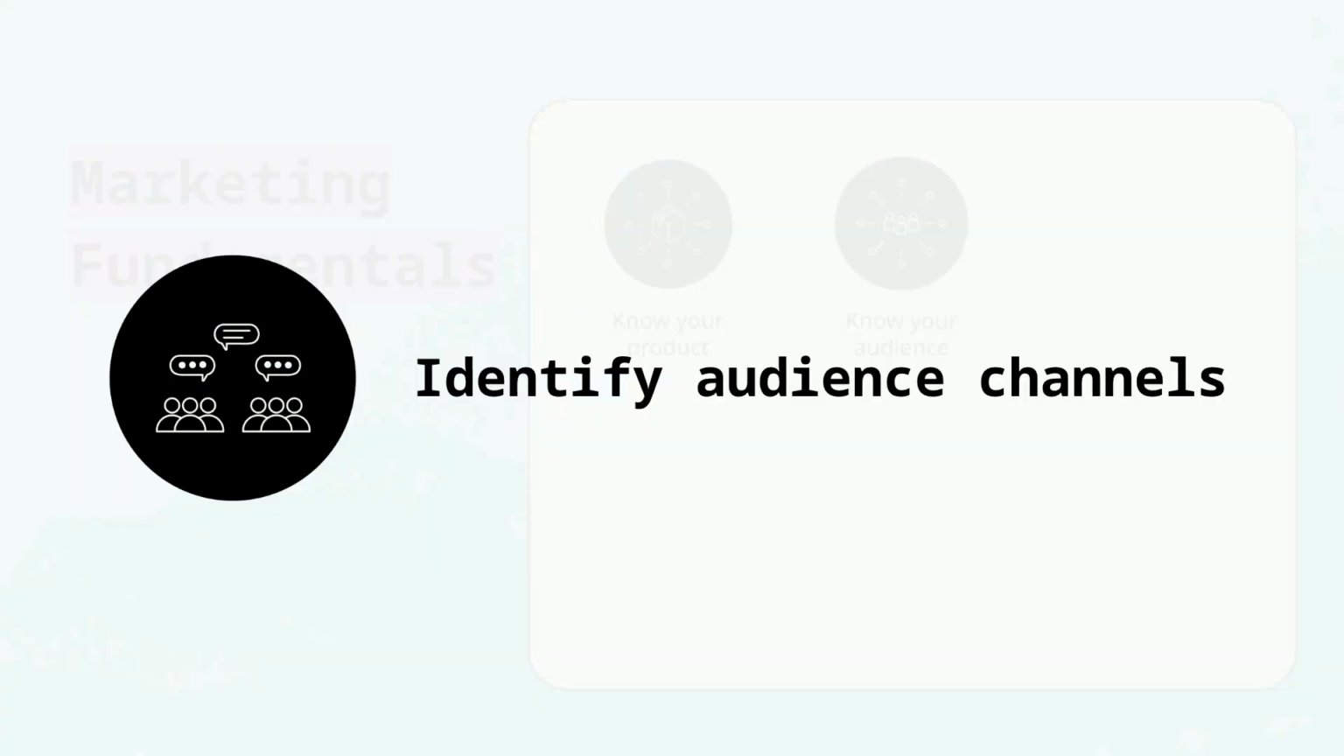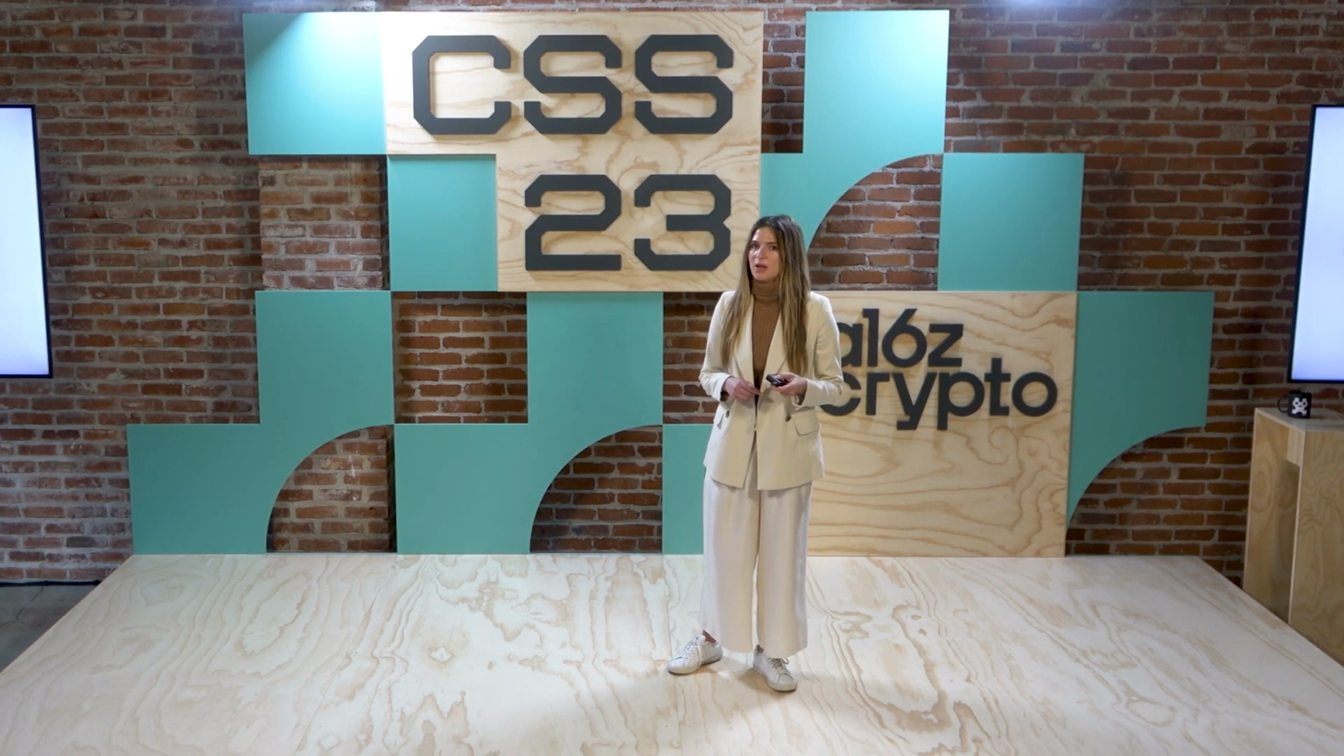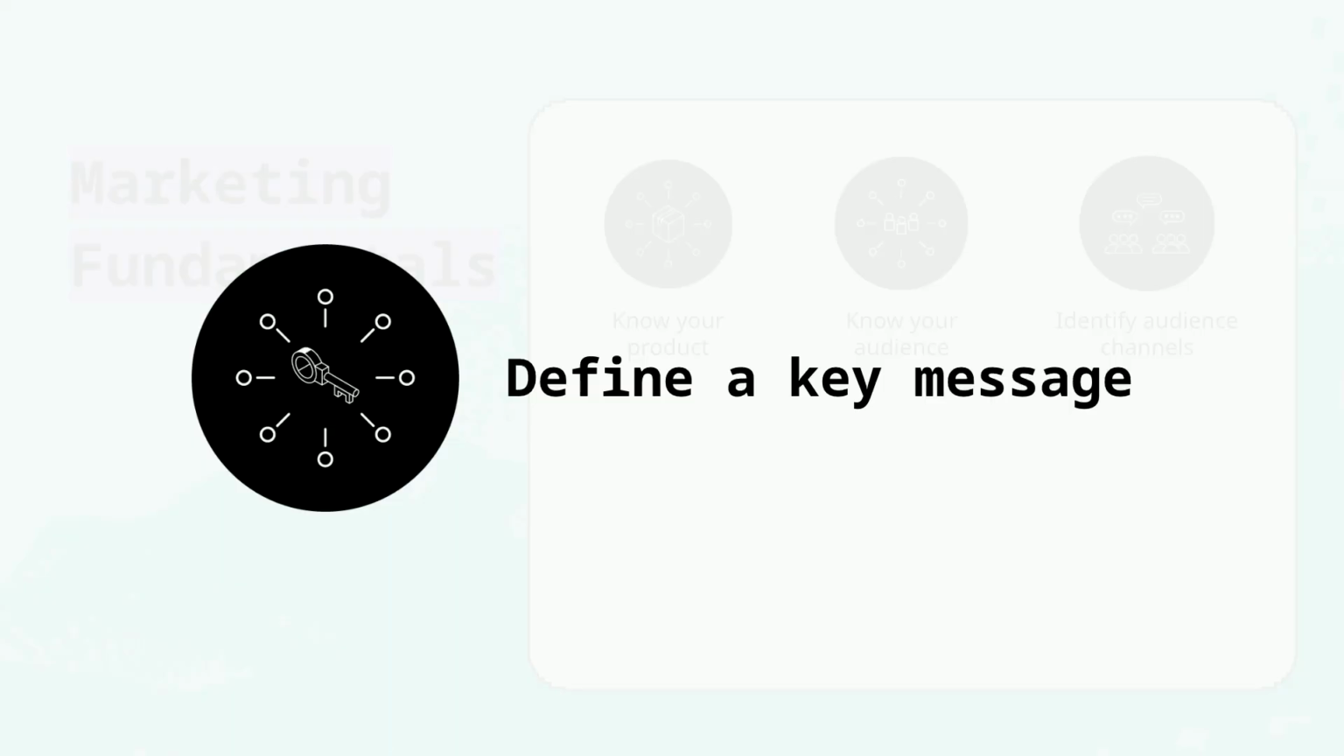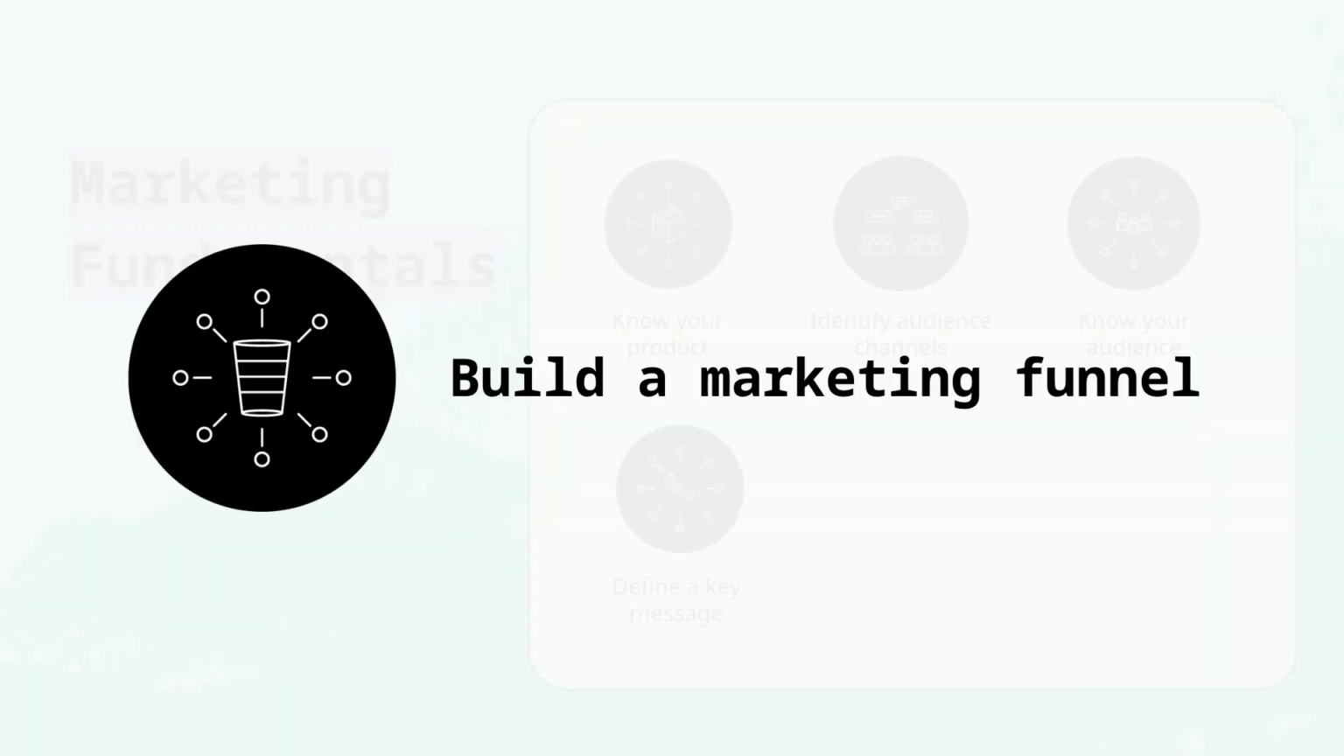Identify your audience channels. So those people that are in your target audience, what are they paying attention to? What do they care about? What kinds of problems do they have that they actually want to solve? Define your key message. How are you going to reach them on those channels that they're paying attention to, and what are you going to say?